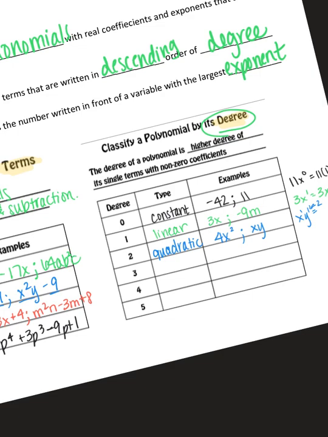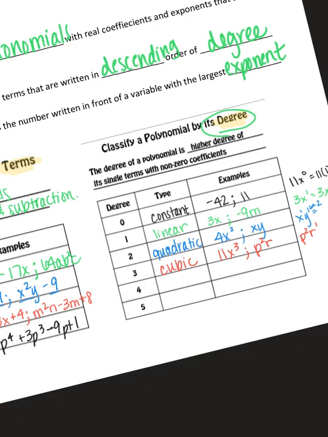If there is a degree of 3, we call it a cubic. Okay, so something like 11x to the third. Or maybe we have p squared times r. So a p squared and an r, well, the r is to the first, and when you add those exponents, it is 3, so that makes it a cubic.